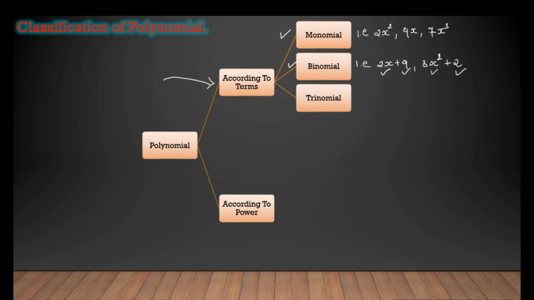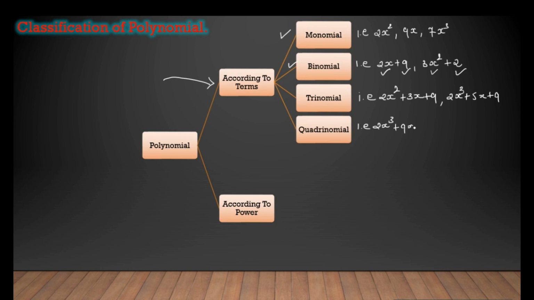Now next, trinomial. A trinomial is the same as a binomial but having three terms. For example, 2x square plus 3x plus 9, and 2x cube plus 5x plus 9 is also another example. Now quadranomial. The name suggests it has four terms: 2x raised to 3 plus 9x square plus 5x plus 1. Right? So this is an example of a quadranomial. Anything with more than four terms can be considered a polynomial in general.